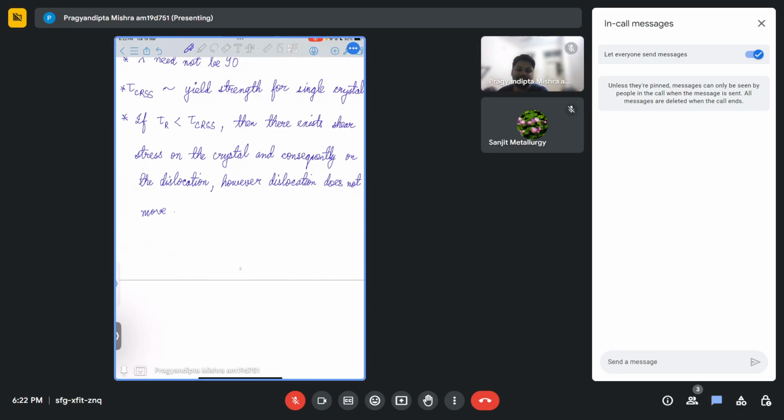Now, how do we differentiate between tau r and tau CRSS? Essentially, tau r is a variable quantity. It's not a fixed quantity. Tau r is a variable quantity which depends on applied stress, geometry, orientation, etc. Right? Okay. Orientation.